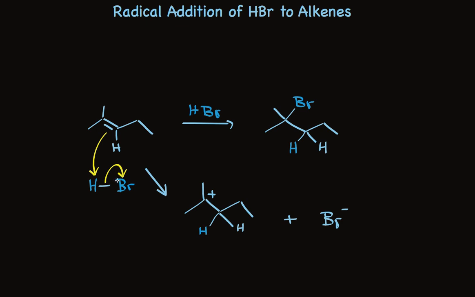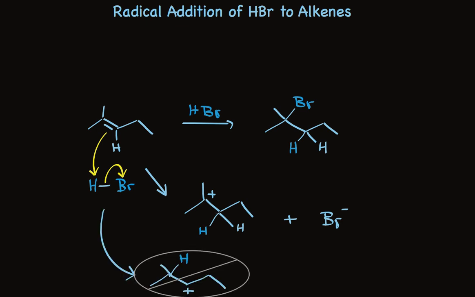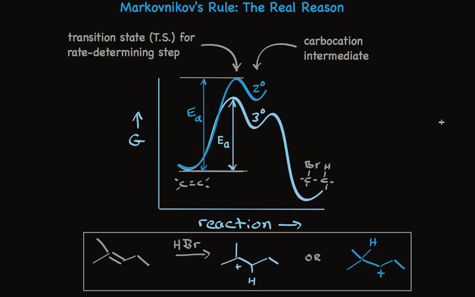You see I've drawn that proton adding specifically to the carbon that has more hydrogens. Alternatively, the proton could add to the carbon that has fewer hydrogens. But we don't see formation of this carbocation. To understand this, we need to look at the energy diagram that looks at the formation of both of these carbocations, the secondary carbocation on the bottom or the tertiary carbocation. Keep in mind we're talking about the reaction at the bottom.